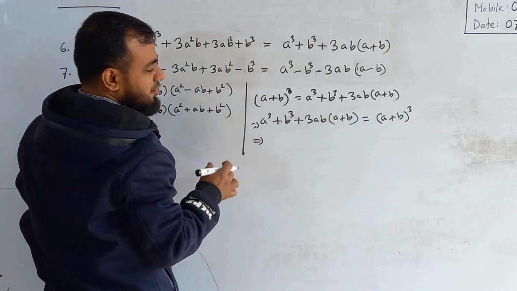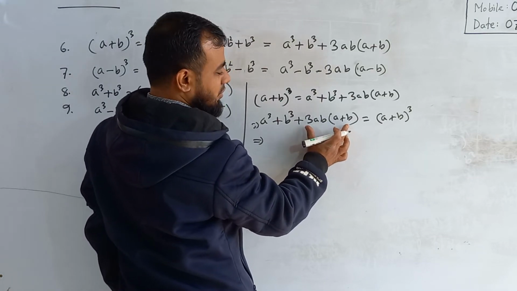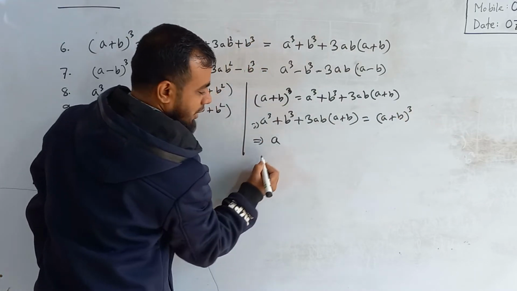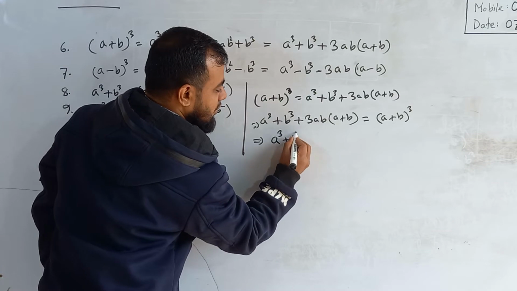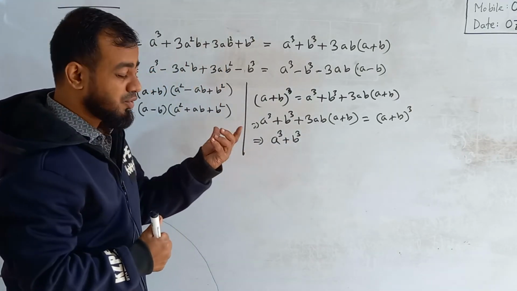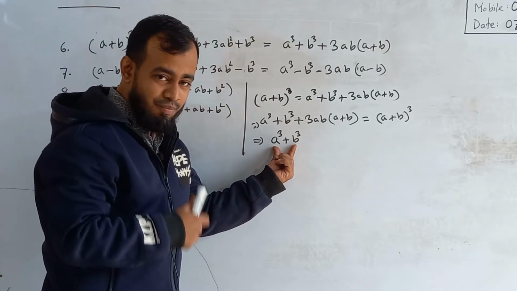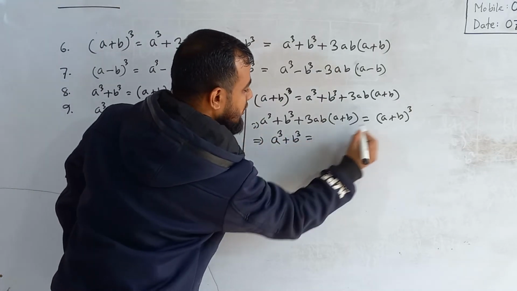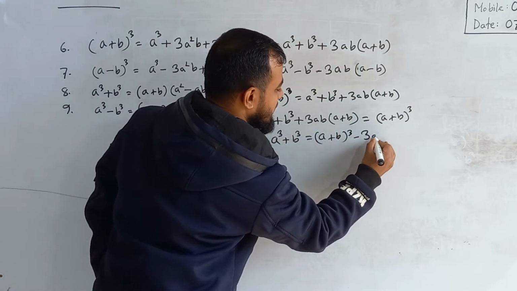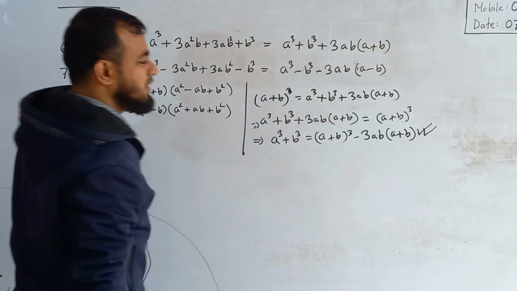This means we can transfer this thrice ab into (a + b). It's a single term. We can write it in the right side, then it will be taken as a negative sign, and we will find out the value of a cube plus b cube. The first corollary in the previous exercise was a squared plus b squared. Now the first corollary of this exercise will be a cube plus b cube. a cube plus b cube is equal to (a + b) whole cube minus this term, thrice ab into (a + b). This is our first corollary in this exercise.